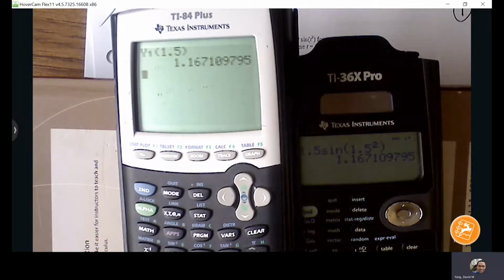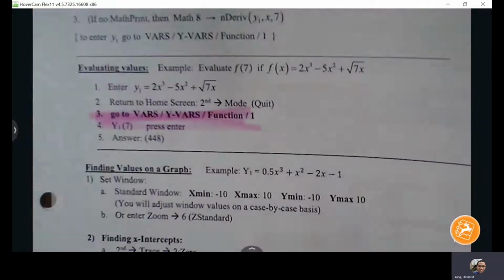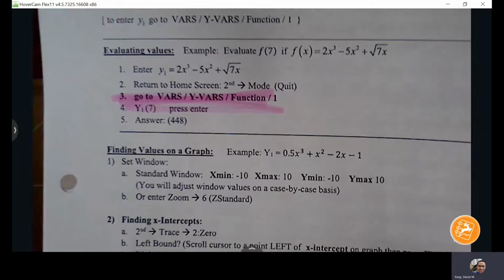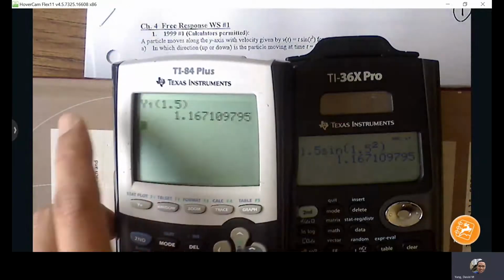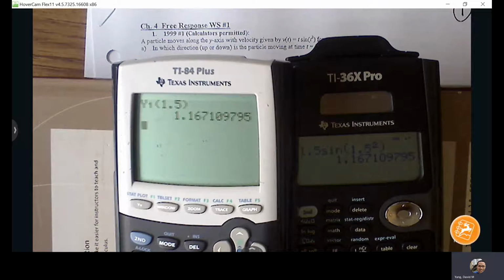Okay. Anybody have any trouble pulling that value up? Again, from your home screen, you're going to go to vars, y-vars, function. That will pull y1, and then you don't have to keep typing it in. If you're having to evaluate a different point, you don't have to keep typing that function in every time. Okay, questions?